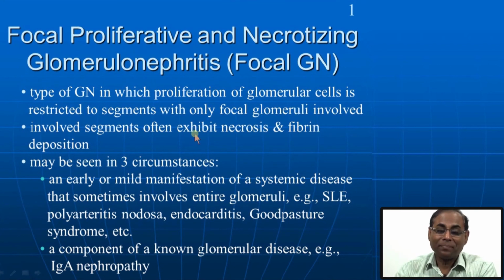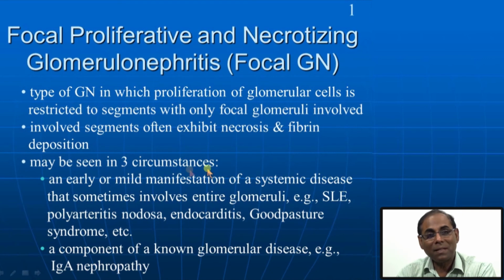The next category is focal proliferative necrotizing glomerulonephritis. The term itself says that here it is not a diffuse kind of disease; less than 50% of glomeruli are involved, and this type of GN, associated with proliferation of glomerular cells, is restricted to segments and only focal glomeruli are involved. So, focal segmental proliferative glomerulonephritis, and there may be 3 circumstances where you can get this kind of picture.